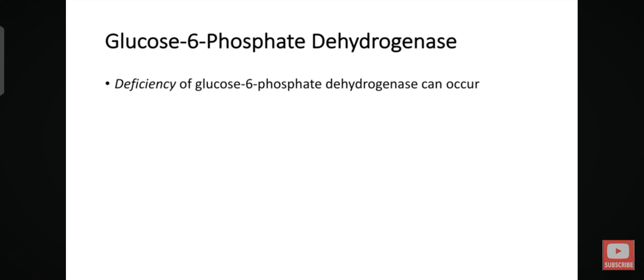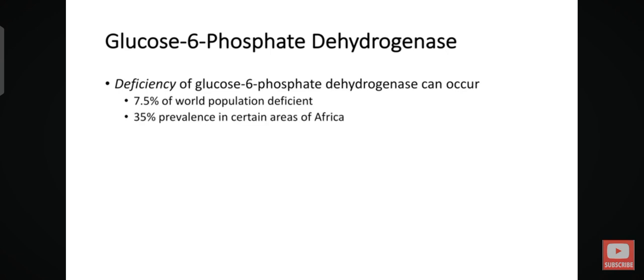And in fact, this deficiency is so prevalent that it's one of the most prevalent genetic disorders in the world. 7.5% of the world population is actually deficient in this enzyme. Some areas of Africa are up to 35% prevalent, or up to 35% of the population in certain parts of Africa are actually deficient in this enzyme. And there are some theories about why this is. It could be that being deficient in this enzyme could be protective against malaria.